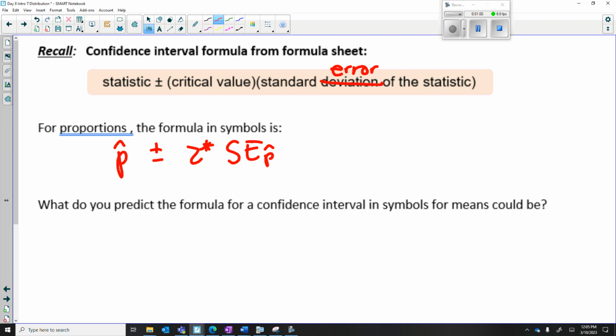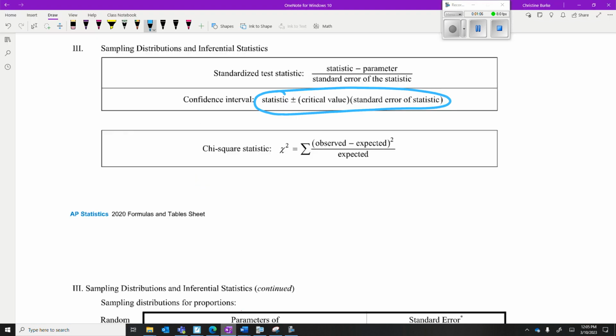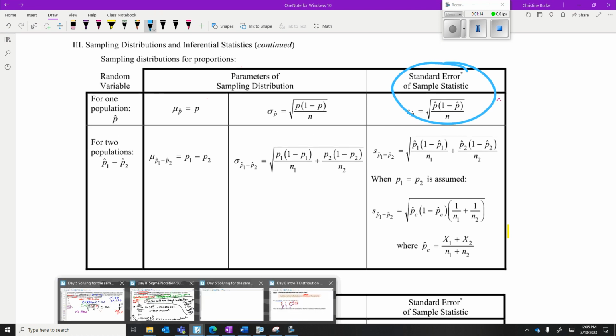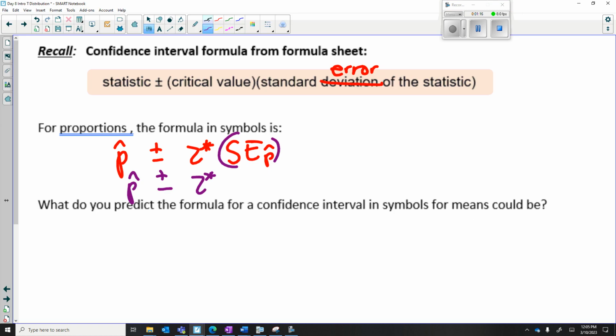On the quiz that we just took, that was the formula for the standard error of p hat off of the reference sheet, which was the square root of p hat times 1 minus p hat over n.